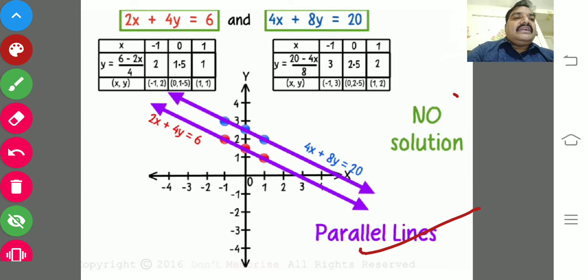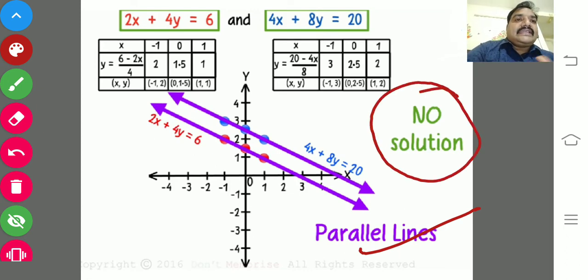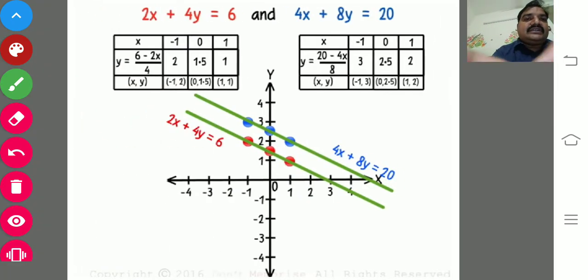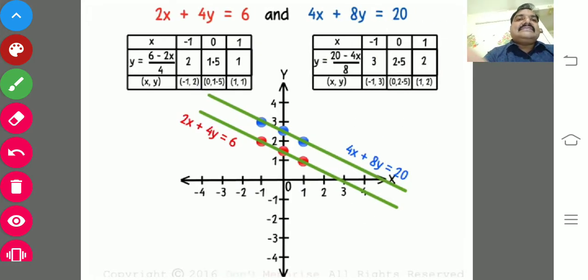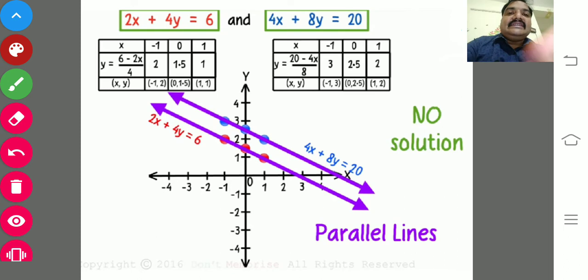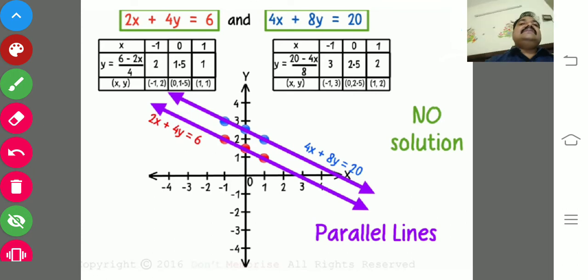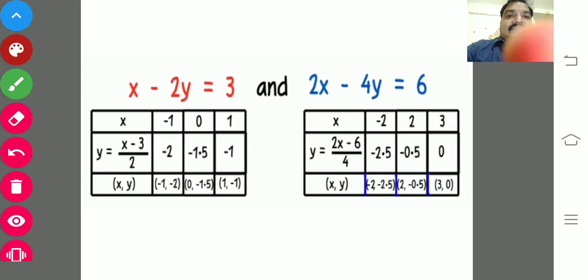Parallel lines we got, and no solution. Just keep it in your mind. If you observe, the first problem was a consistent pair, and this is an inconsistent pair. Inconsistent pair means we didn't get any kind of solution. In a consistent pair, we get at least a unique solution or many solutions. So for getting many solutions, I would like to go with one more problem. This is question number 3.